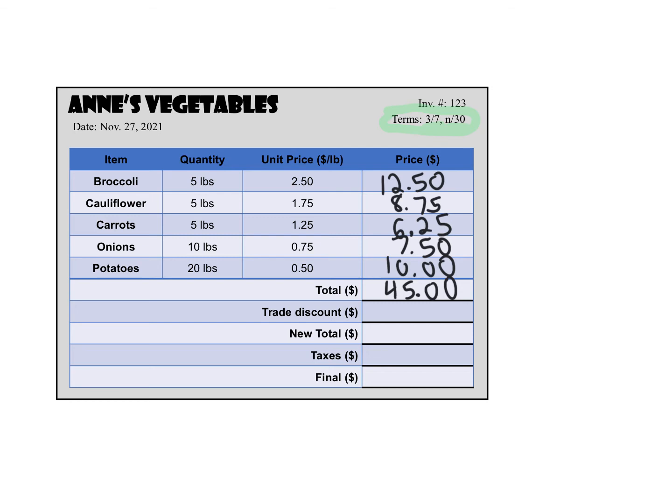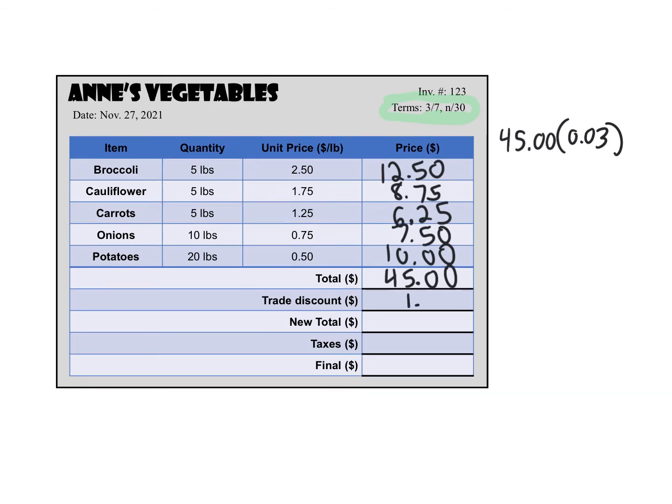From here we can find our trade discount by taking that $45, timesing it by the 3%, which gives us $1.35. So we subtract that $1.35, giving us $43.65. So we're saving $1.35, paying $43.65.